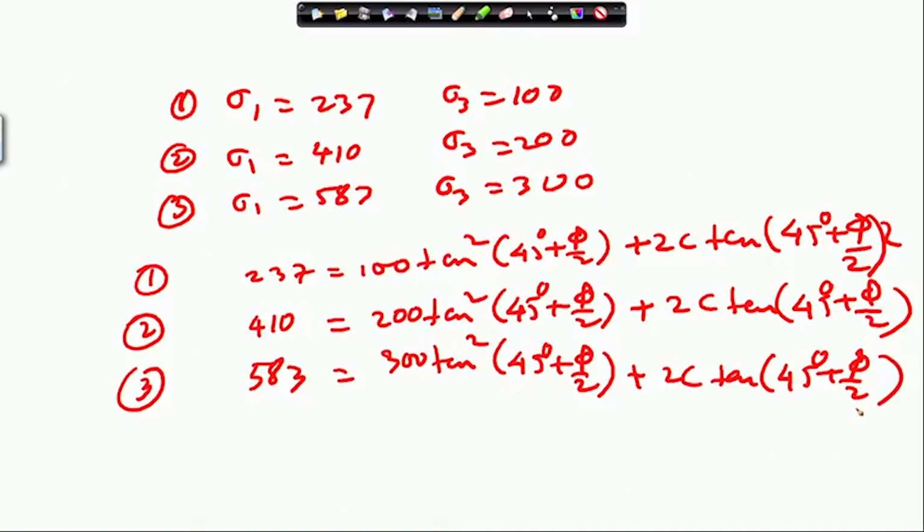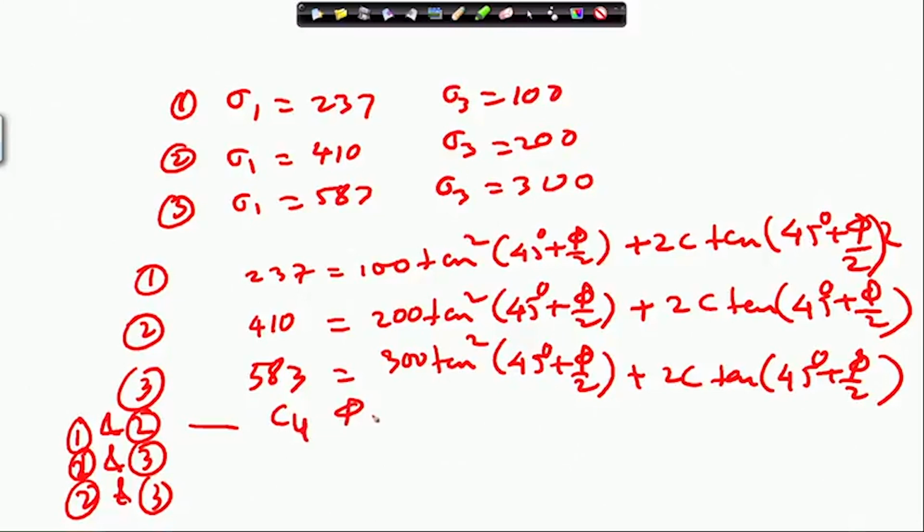So, again we have got 3 simultaneous equations for 2 unknowns. So, I can do 1 and 2, then 1 and 3, and 2 and 3, and from each I get Cu and phi u, 3 sets of Cu and phi u. Finally, the average of these will be the final Cu and phi u. Sometimes many people do not like to draw on graph paper and want to do it analytically, then these equations can be used.